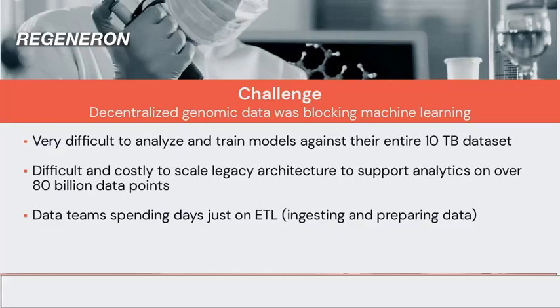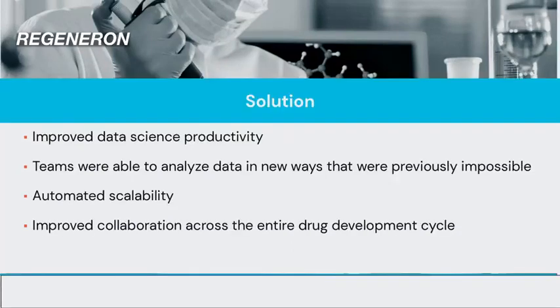Genomic and clinical data is highly decentralized, making it very difficult to analyze and train models against their entire 10 terabyte data set. It was difficult and costly to scale their legacy architecture to support analytics on over 80 billion data points. And data teams were spending days just trying to prepare the data so that it can be used for analytics. Regeneron chose to use Databricks to simplify operations and accelerate drug discovery through greatly improved data science productivity.